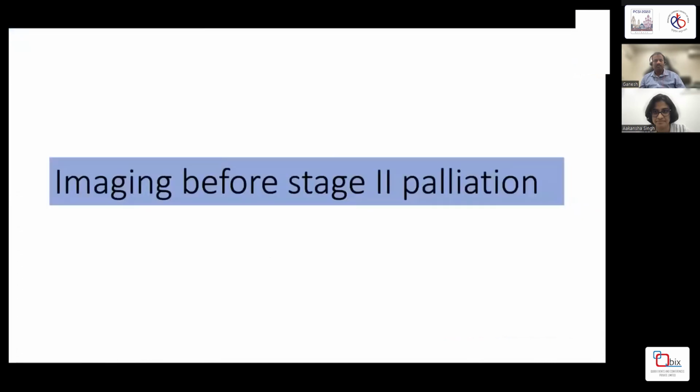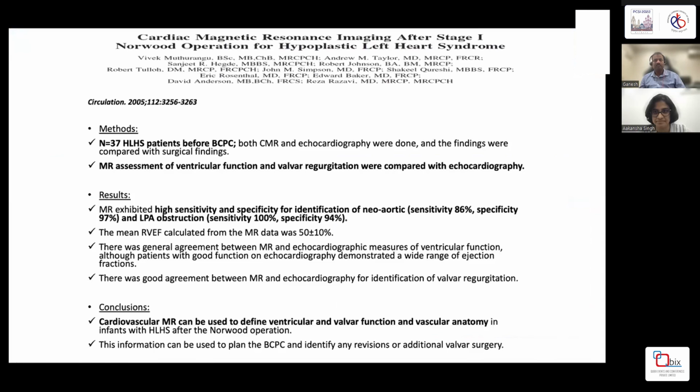Moving on to imaging before stage 2 palliation. The current evidence: this study comparing cardiac MRI and echocardiography in 37 hypoplastic left heart syndrome patients from the Great Ormond Street group before bidirectional Glenn showed that MRI does not add anything significantly more than echo if the ventricular function is normal. The anatomical abnormalities detected by cardiac MRI can be imaged by CT without general anesthesia.